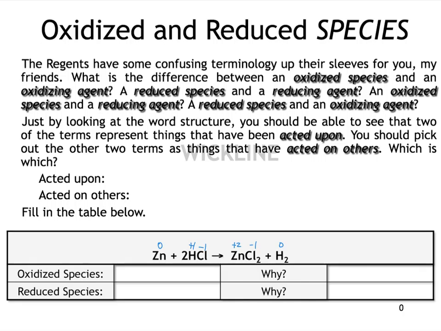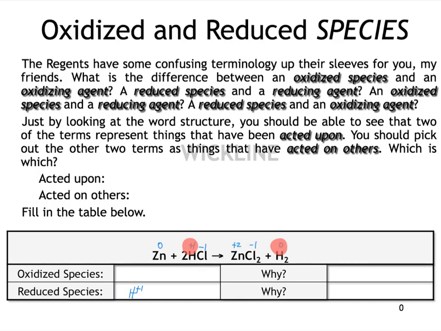In order to find out who was oxidized and who was reduced, we just need to look and see how those oxidation states changed. So firstly, I would point out that on the left-hand side of the equation, hydrogen has a +1 oxidation state, but on the right-hand side, it has a 0. So this has meaning. That means that hydrogen +1 was reduced. So the reduced species is hydrogen +1.